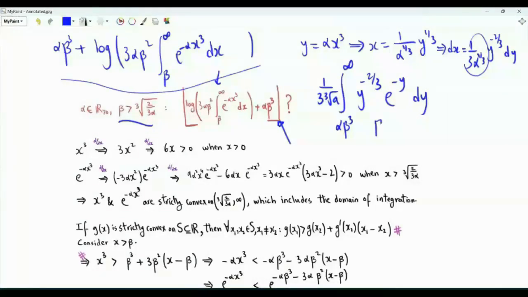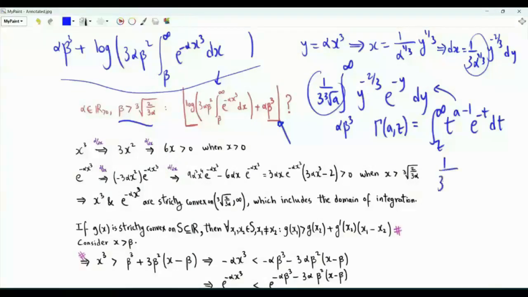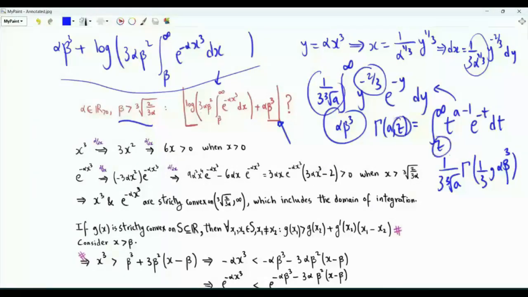The incomplete gamma function, gamma of a and z, is the integral t from z to infinity, t to the a minus 1, e to the minus t dt. If we make a comparison, the integral that we have is this factor, times the incomplete gamma function with parameters 1/3, this power plus 1, and alpha beta cubed. When we bound the integral, we are basically obtaining a bound on this incomplete gamma function. In order to bound, we need an inequality.